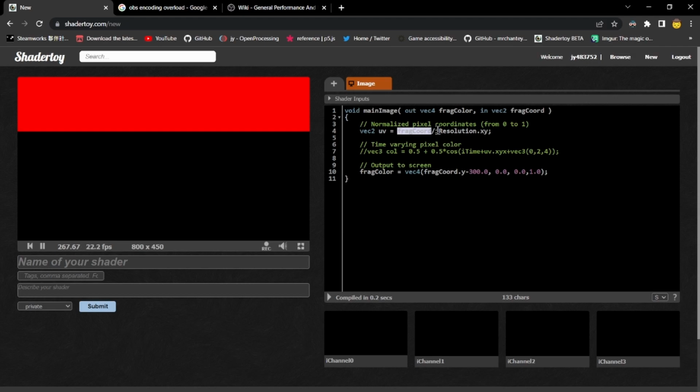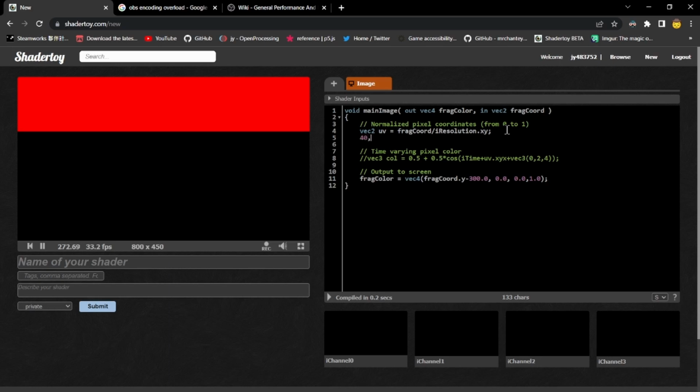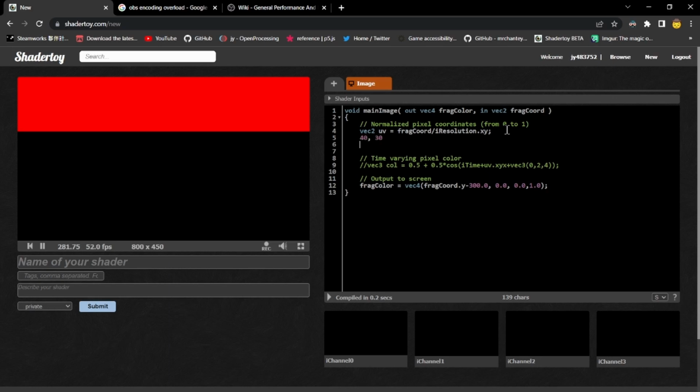frag chord divided by I resolution. Let's say my position is something like 40 30, and my resolution is 400 300. 40 divided by 400 is 0.1, 30 divided by 300 is 0.1, so the UV value is 0.1, 0.1. And if my coordinate is at 0 0, UV comes out to still 0 0. If my coordinate is at 400 300, it's going to come out to 1 1. The UV is confined within 0 to 1.